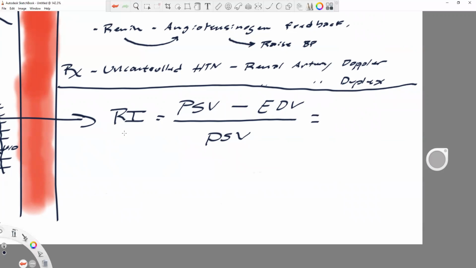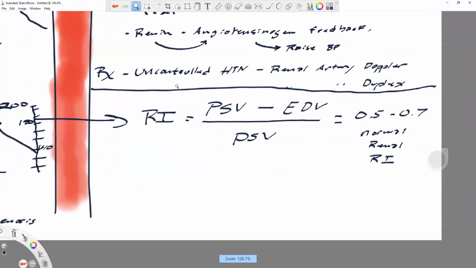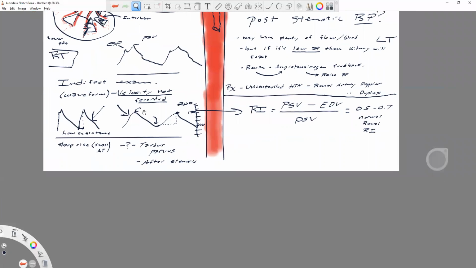So a normal renal RI is 0.5 to 0.7, okay? So in essence, and I should have mentioned RI earlier and I didn't, but that's fine. I think we'll all figure this out.